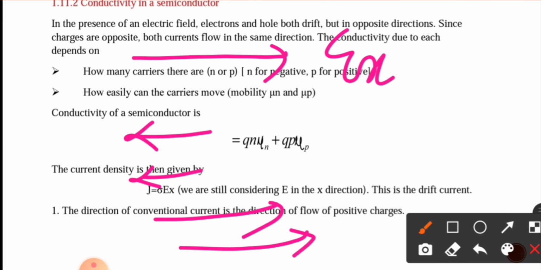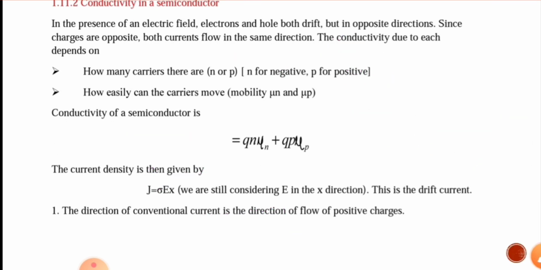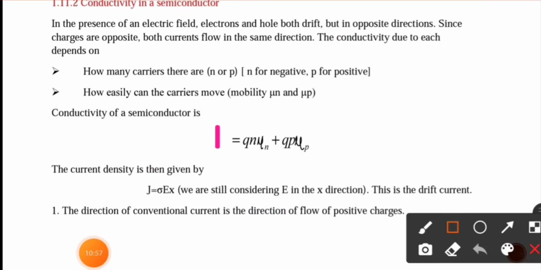So the conductivity of the semiconductor sigma we have given by mu into q into number of electrons, that is mu n into q into n. So if you are considering both charge carriers, the conductivity of a semiconductor can be written as q n mu n plus q p mu p, where q is the charge of the electron or hole, n is the number of electrons, p is the number of holes, mu n is the mobility of electrons, mu p is the mobility of holes. So the current density is given by sigma Ex. J is equal to sigma into Ex. We are still considering E in the x direction. This is the drift current.